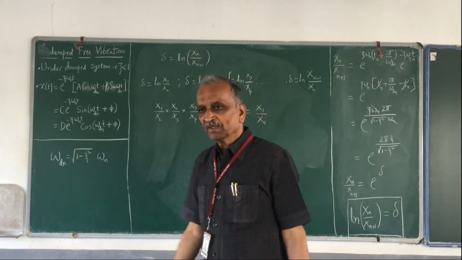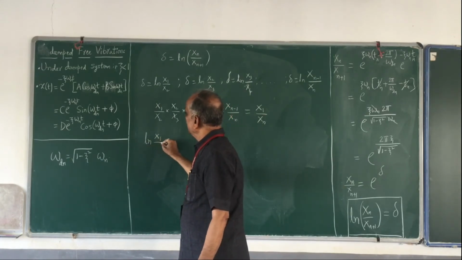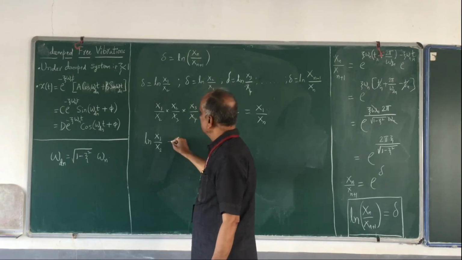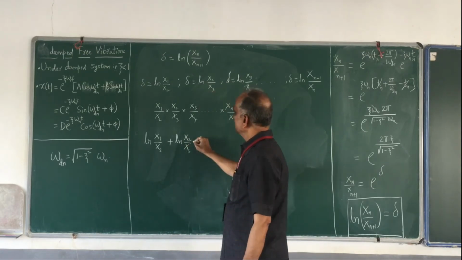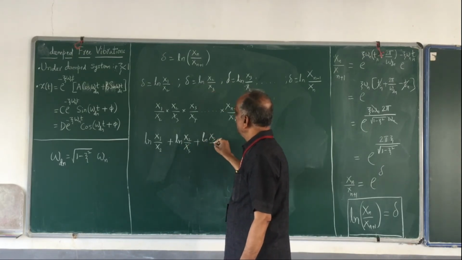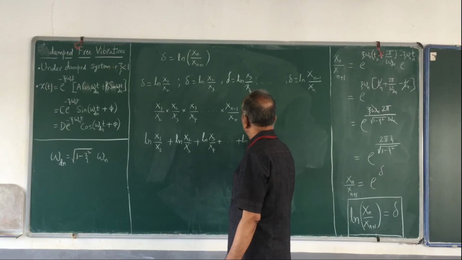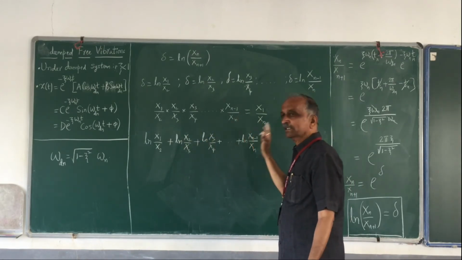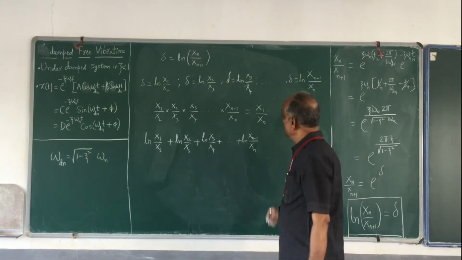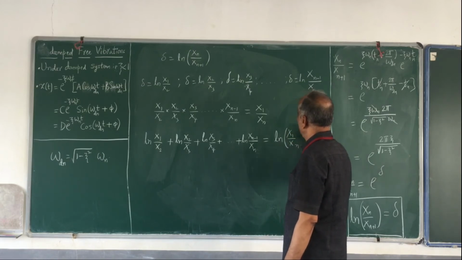Log a plus log b. If I take log on either side, I have ln of x1 by x2 plus ln of x2 by x3 plus ln of x3 by x4 and so on, plus natural log of xn minus 1 divided by xn. How many such terms are there? This is 1, 2, 3, 4 like that. I have n terms. So this is equal to natural log of x1 divided by xn.